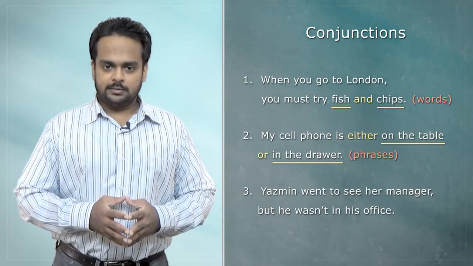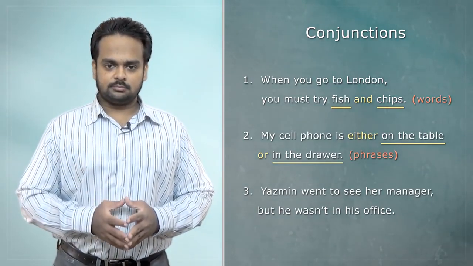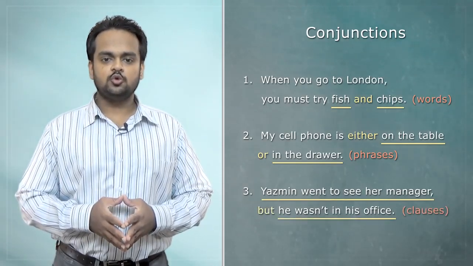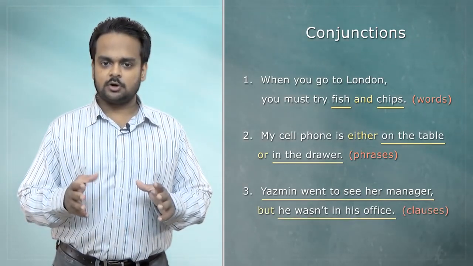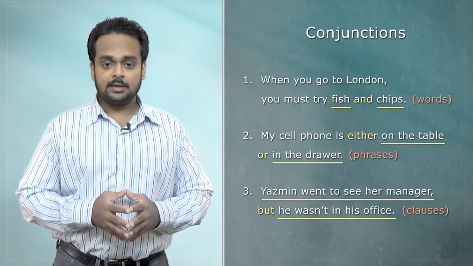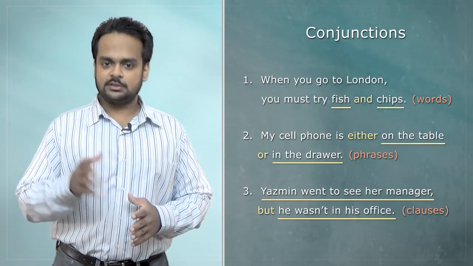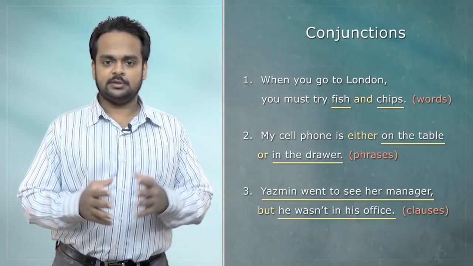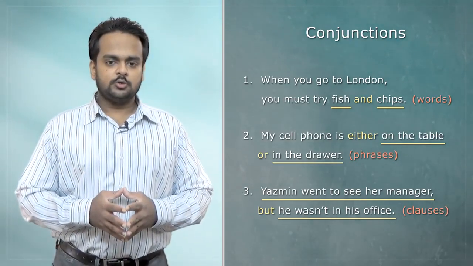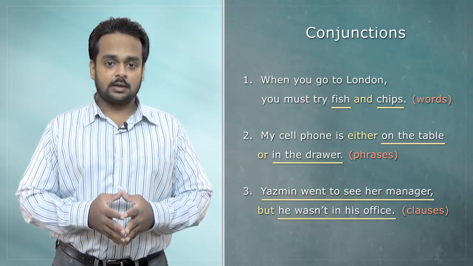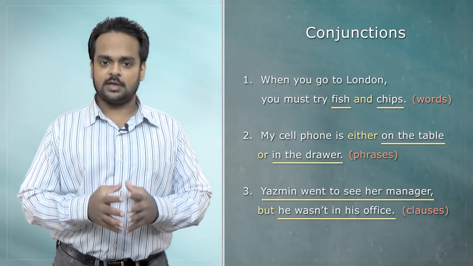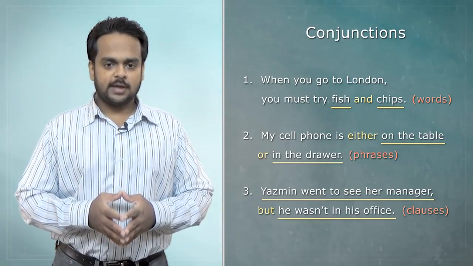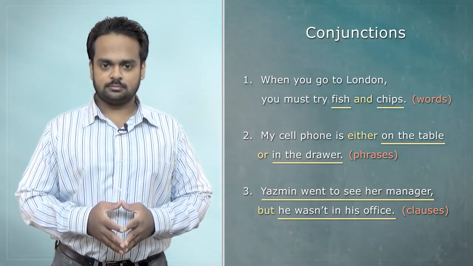And in number 3, can you find the conjunction? The conjunction is but, and it connects two clauses. Clauses are just like sentences. Yasmin went to see her manager is the first clause, and the second clause is he wasn't in his office. So you see here that conjunctions can connect any two parts of a sentence. All right, so now let's talk about the different types of conjunctions in English.